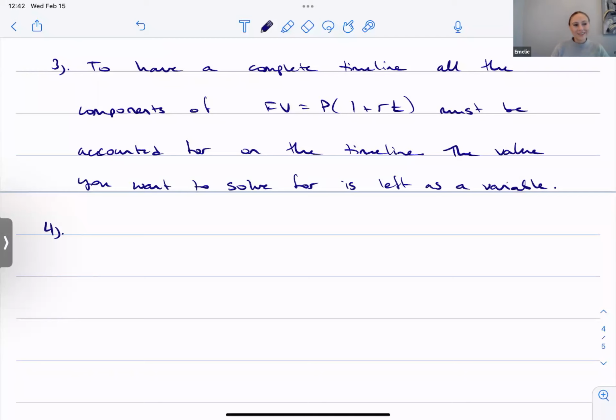The fourth thing is that each tick on the timeline represents a date of interest. As you read a problem, you're going to make a note. Usually somewhere on the side, in my rough work, I just start making a list of the dates that I have.